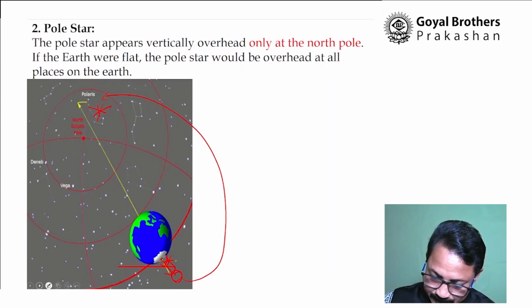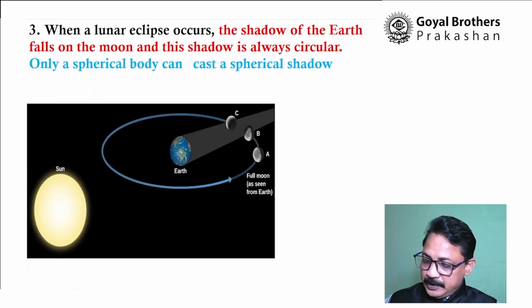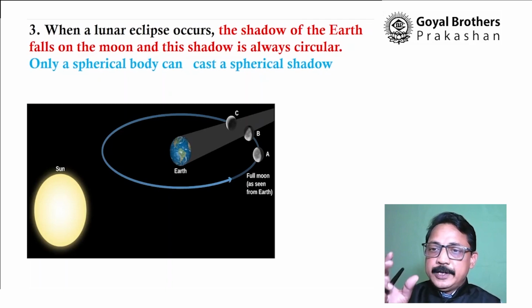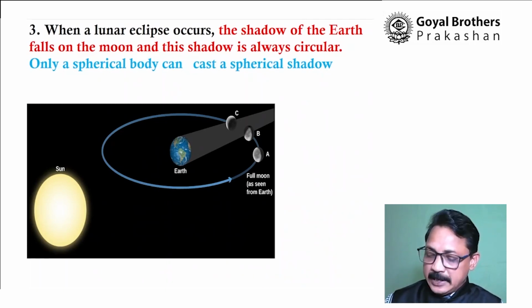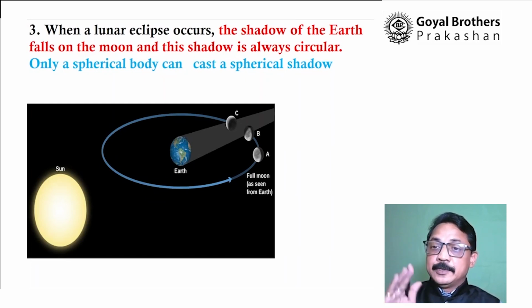Then third proof, during lunar eclipse, as I already told you, the shadow of the Earth which falls on the moon is seen circular, and only spherical objects are able to cast this circular shaped shadow.